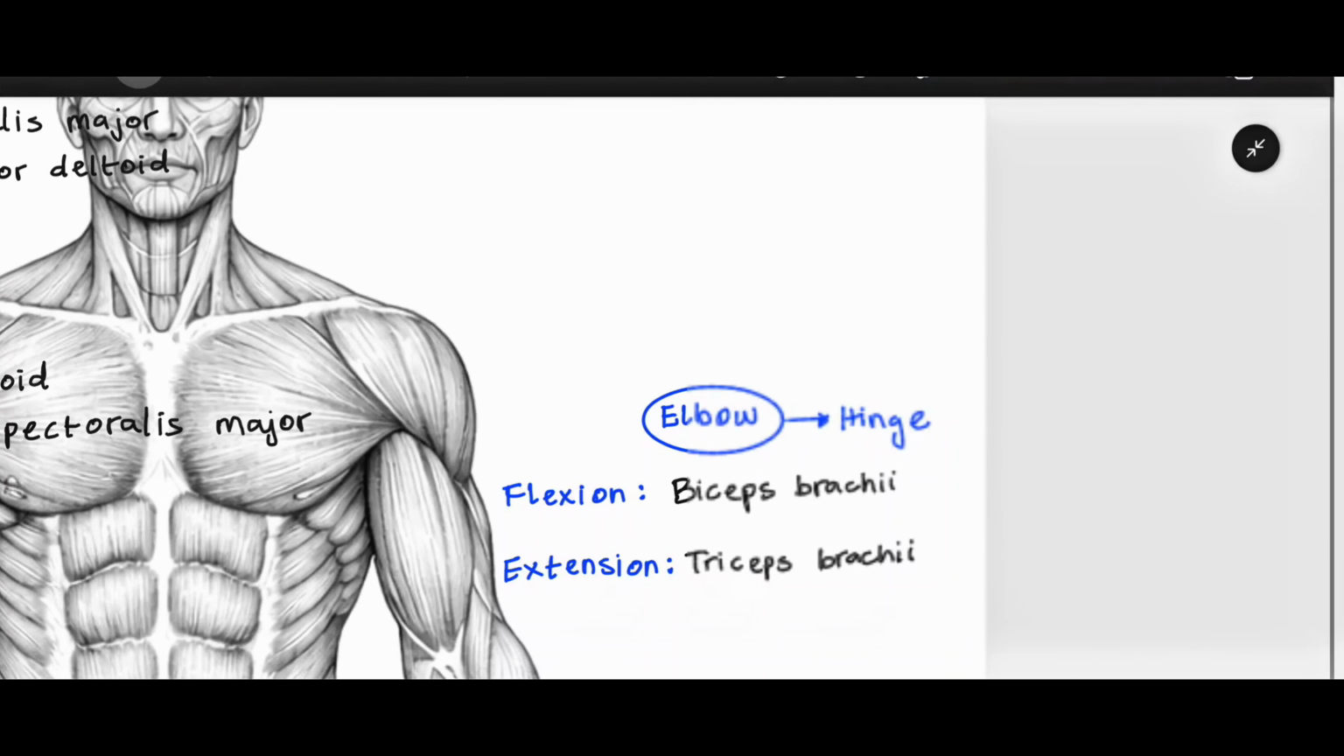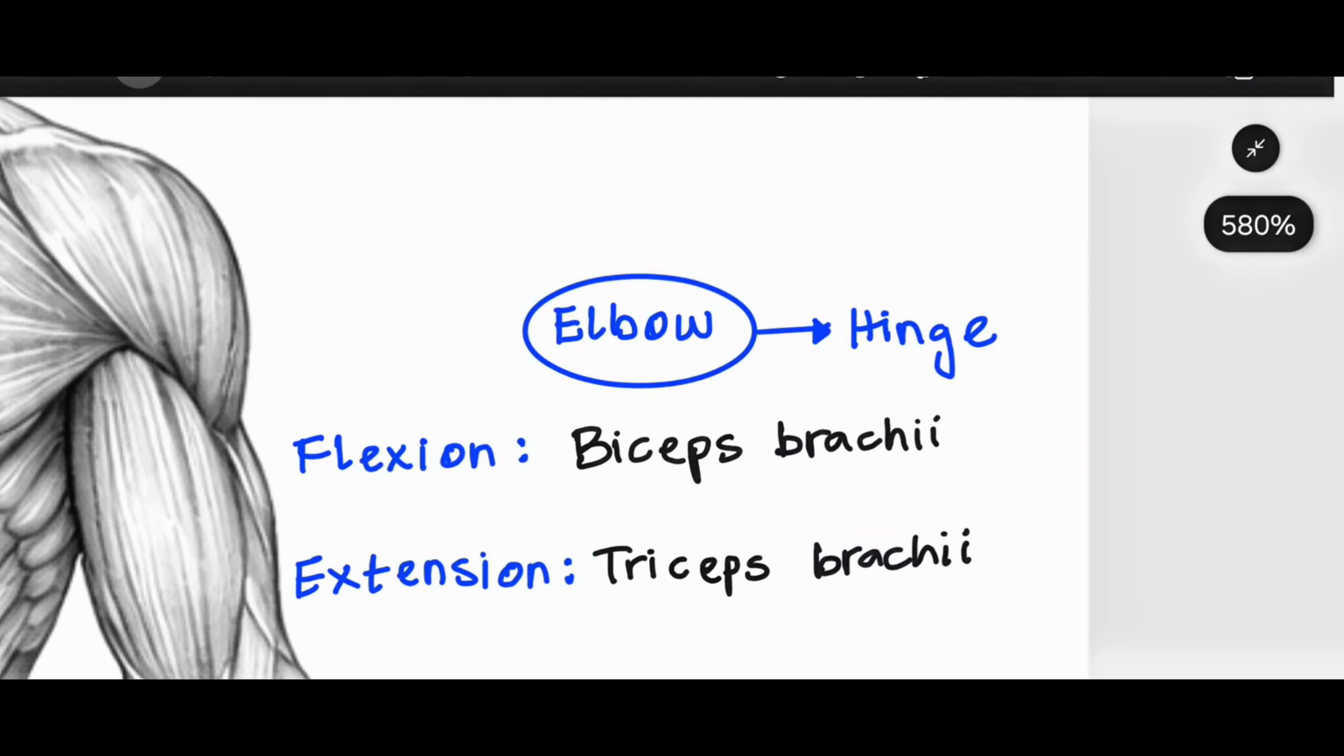Now, let's look at the elbow and the antagonist. Very straightforward. For flexion, because the agonist is the biceps brachii, the antagonist would be the triceps brachii. Examples are bicep curl or pulling in rowing or doing a chin up. Those are examples of elbow flexion.